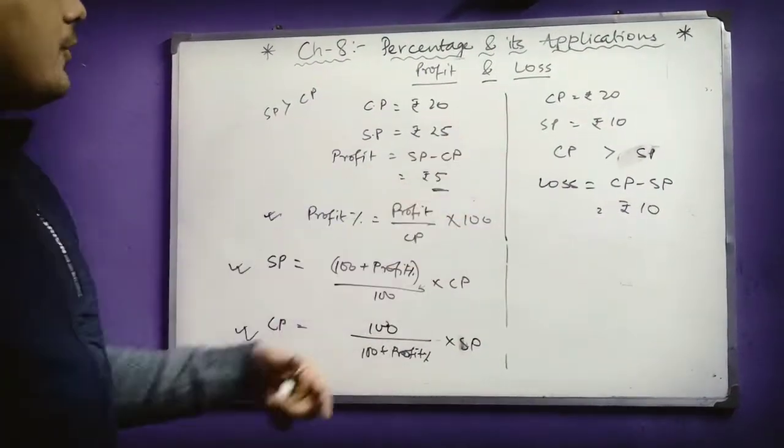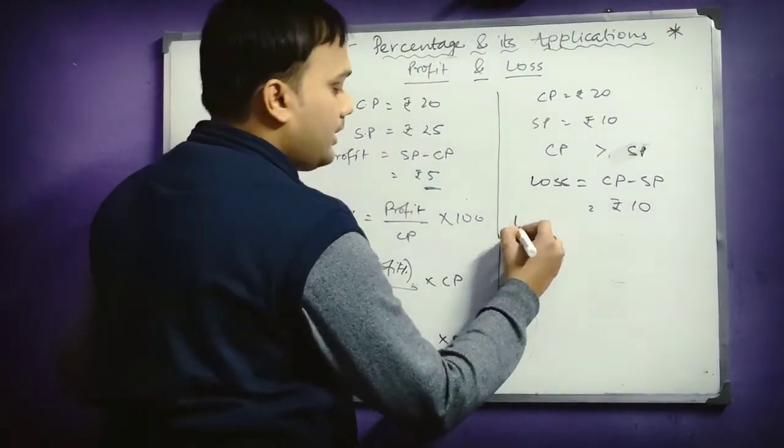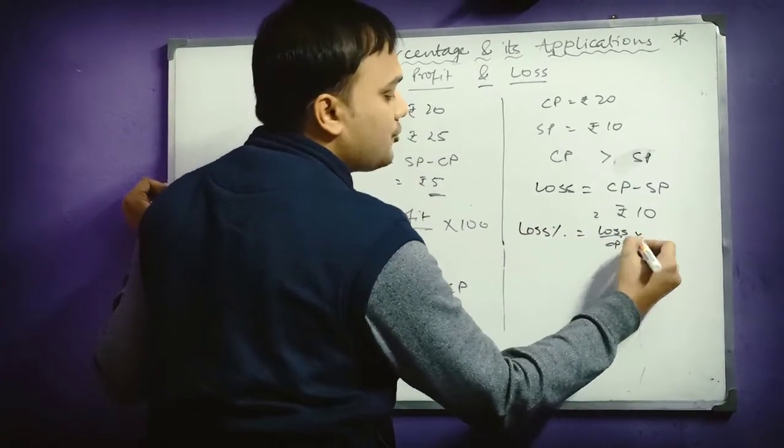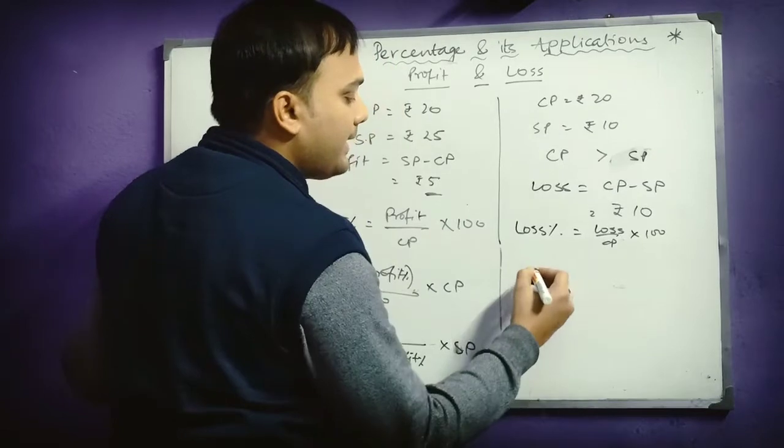And similarly, for the case of loss, we have understood that loss percentage was loss by CP into 100. So what will be my SP?